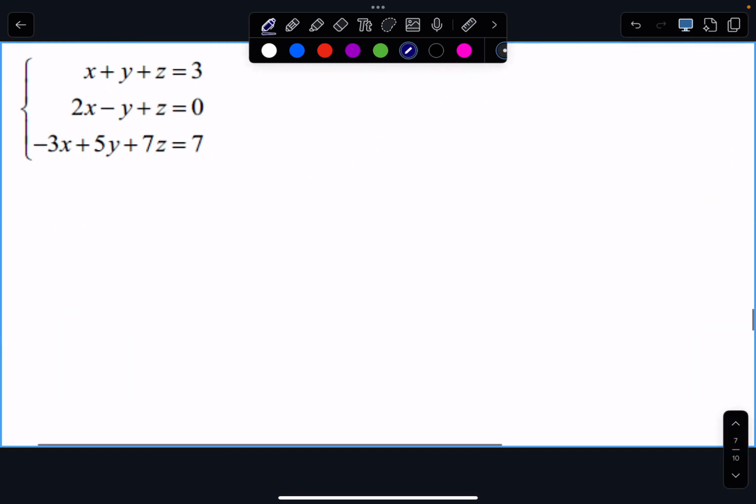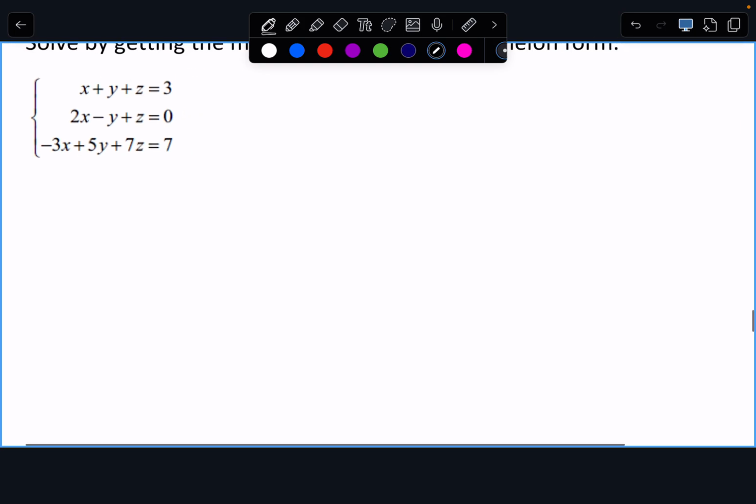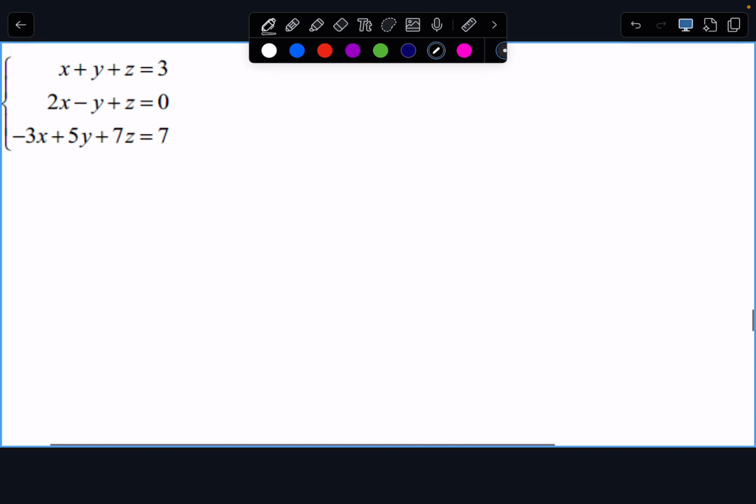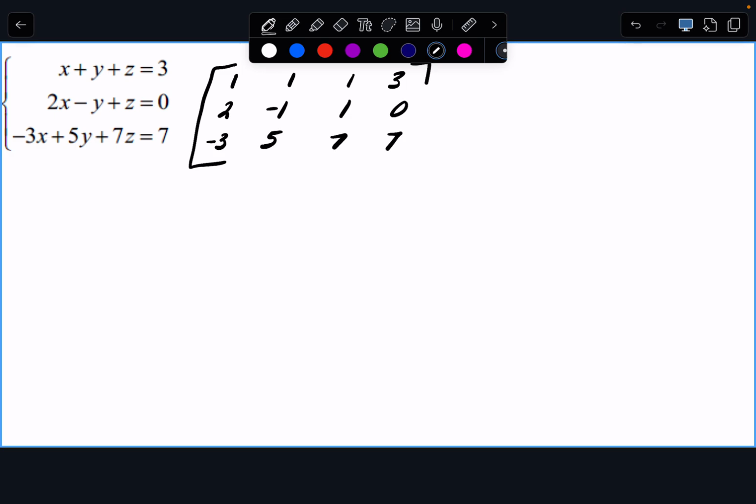Let's do reduced row echelon form for real. Lock in and just take a deep breath, do some meditation before each problem, and say it's going to be okay. This is going to take some time, and you cannot mess up. That's not an option. Here we go. 1, 1, 1, 3. 2, negative 1, 1, 0. You guys have got to stay locked in or you're going to get lost. It's so easy to get lost. There's a lot going on.